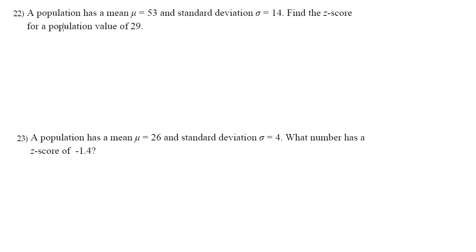All right, 22 and 23. Population has a mean, mu, population mean, equals 53, and standard deviation sigma equals 14. Find the z-score for a population value of 29.